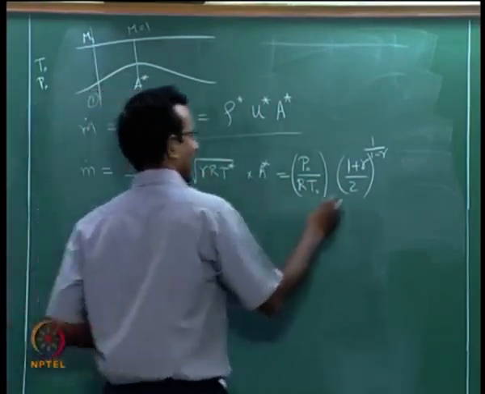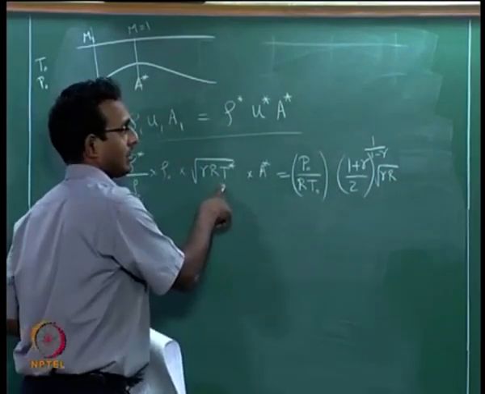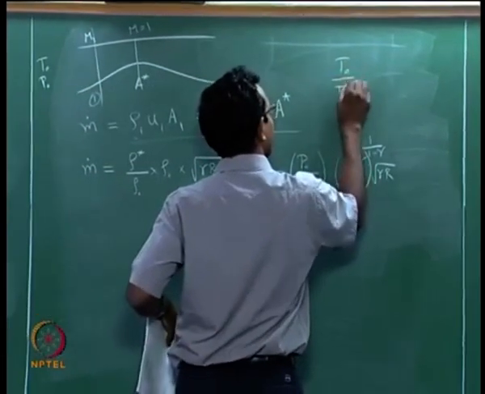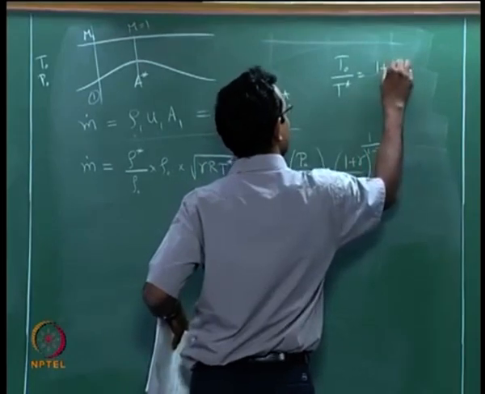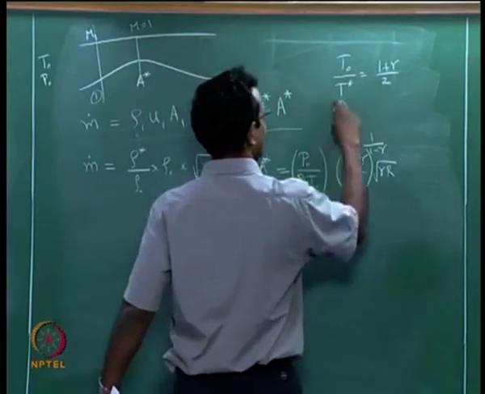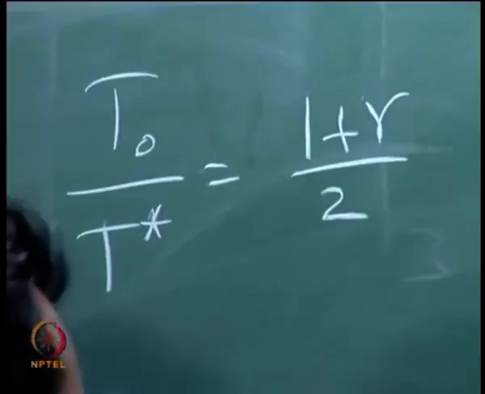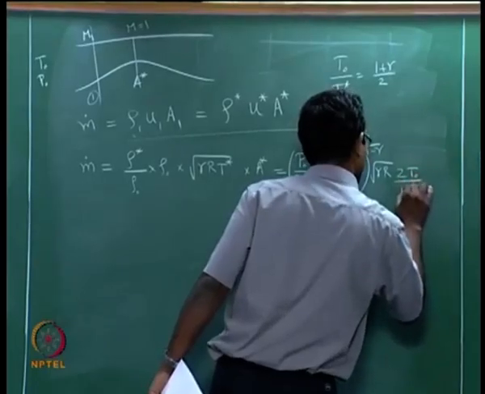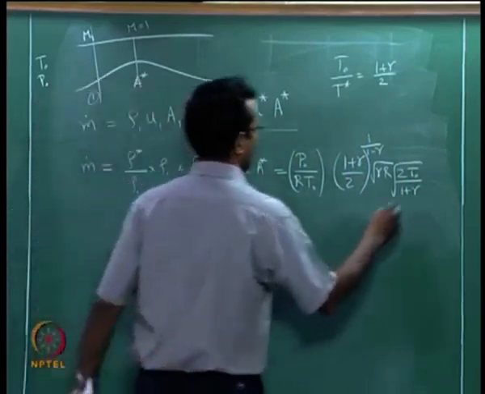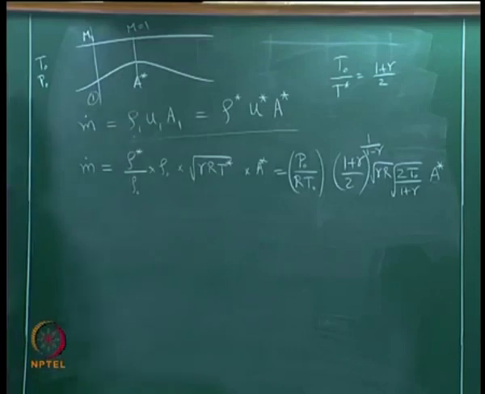Now, I have to do the square root of gamma R. I will keep that as is, square root of T star in terms of T naught. T naught by T star is equal to 1 plus gamma divided by 2. This we already wrote some time back. So, I want T star, that will come out to be 2 T naught by 1 plus gamma. Square root of that multiplied by A star. This is the expression I have.